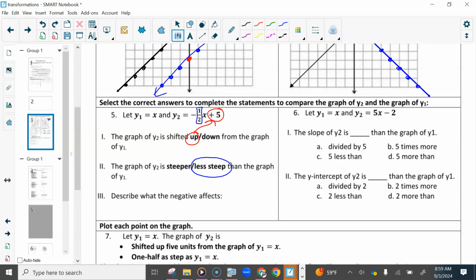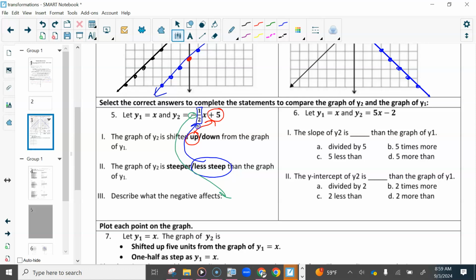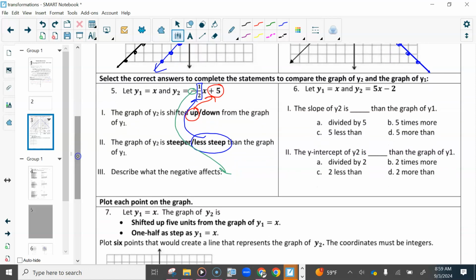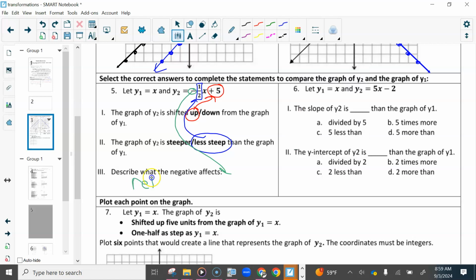And then the negative does what? Reflects the first. The negative reflects the slope. Once you get those 3 vocab words and what they affect in your mind, you can do all of these problems. Questions on that before we go on?